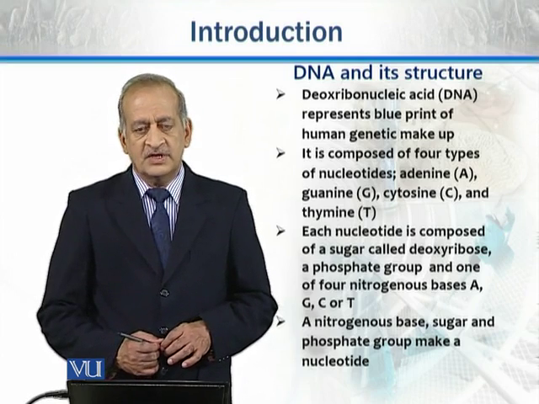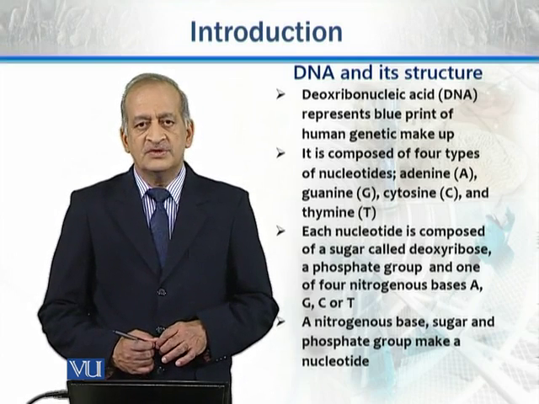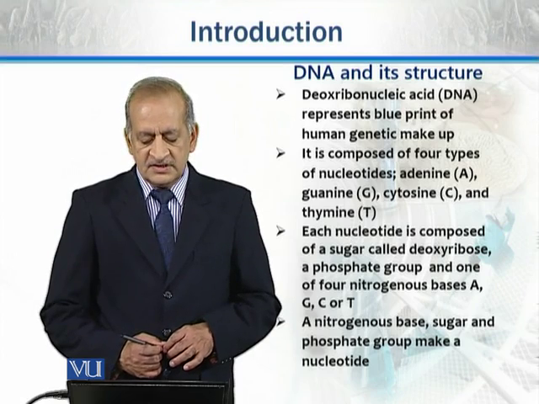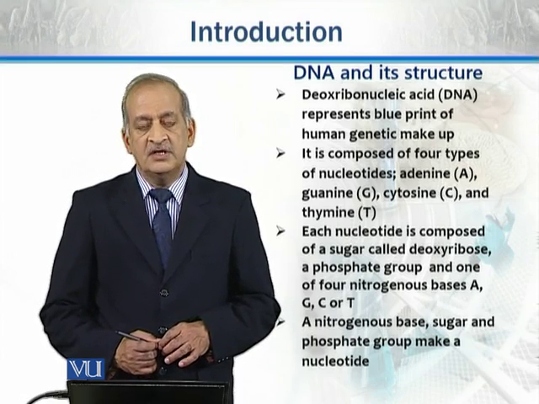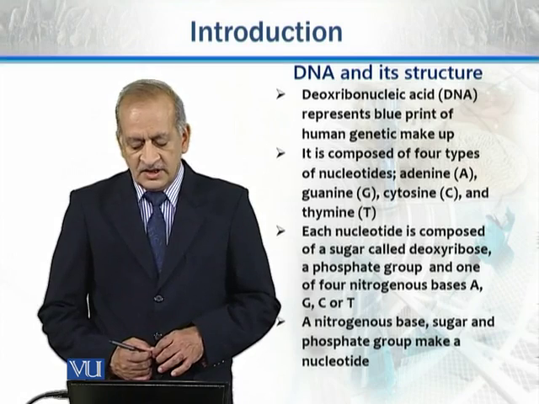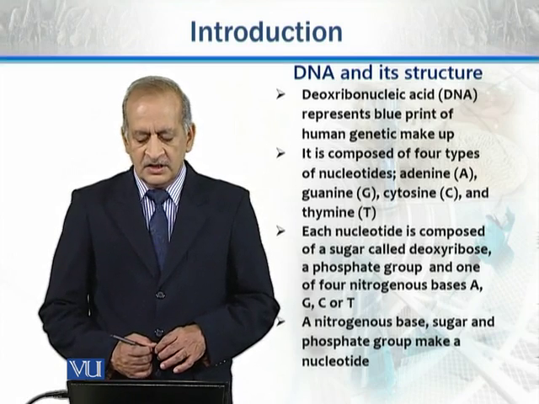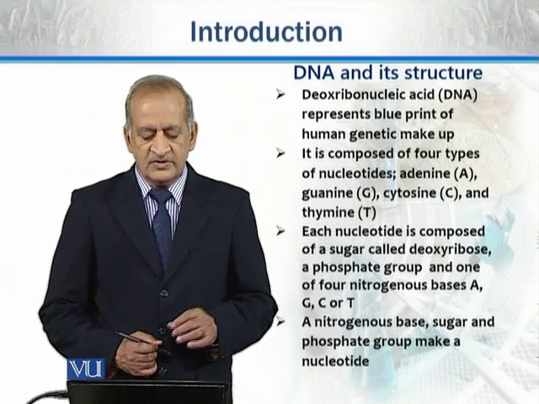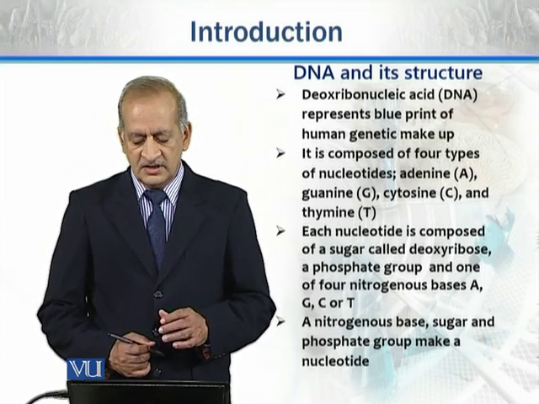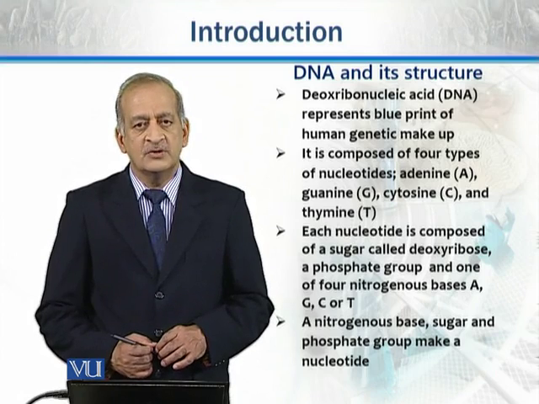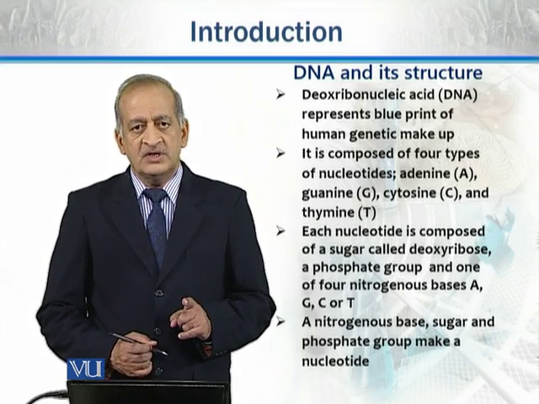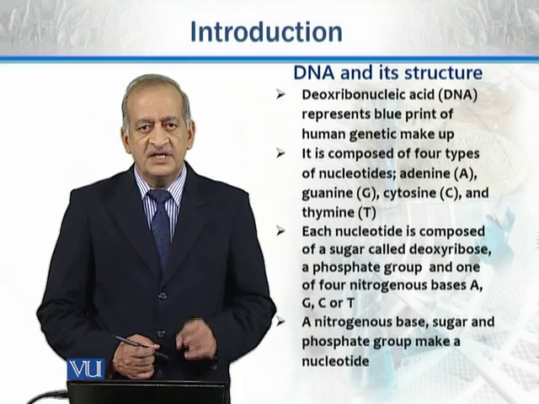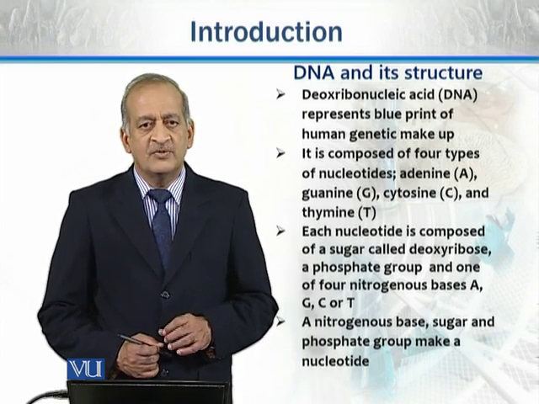Now, each nucleotide is composed of 3 substances. One is a pentose sugar, which is called deoxyribose. Then a phosphate group and one of the nitrogenous bases. And these nitrogenous bases are adenine, guanine, cytosine, or thymine. So it is actually the type of nitrogenous base which determines the type of the nucleotide.